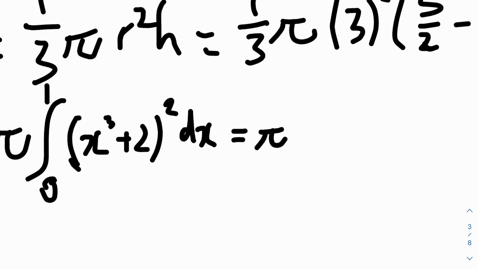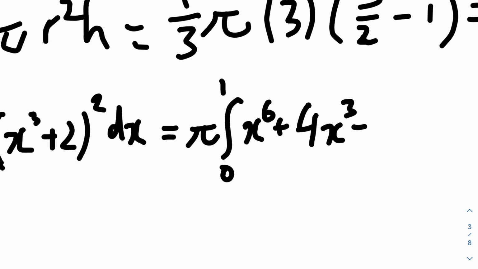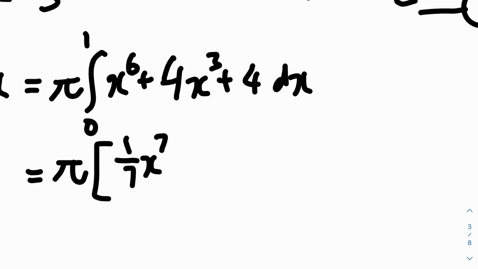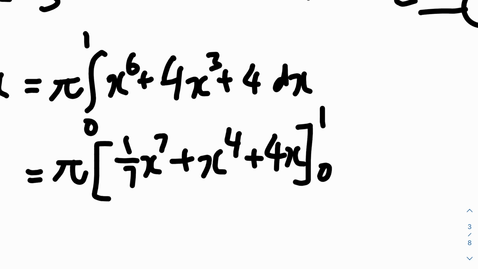This gets us pi times the integral of x to the power 6 plus 4x cubed plus 4 dx from x equals 0 to x equals 1. After integrating it, you get 1 over 7 x to the power 7 plus x to the power 4 plus 4x, from 0 to 1. So we would have to substitute 1 and 0 into each term. But notice that if you substitute 0 into each term, it basically cancels out, so we can just substitute 1.